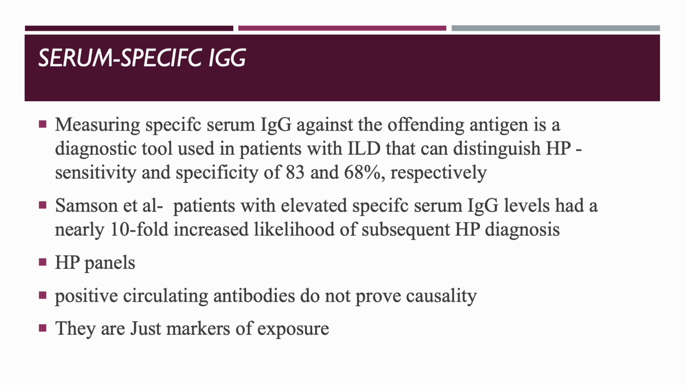Coming to a few other tests, the first one is serum specific IgG. Serum specific IgGs have been used in a lot of panels to find the offending antigen as a diagnostic tool. It has a sensitivity of 83%, a specificity of 68%, and there are studies that show that if you have an elevated serum IgG level, you will have nearly 10-fold higher risk or likelihood of an HP diagnosis. However, they are just markers of exposure. They have to be seen in context with the clinical findings and all the other tests that we have done.